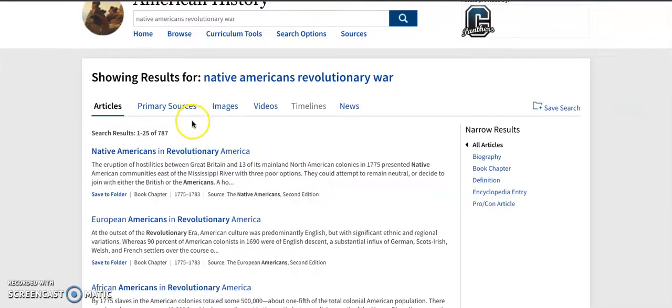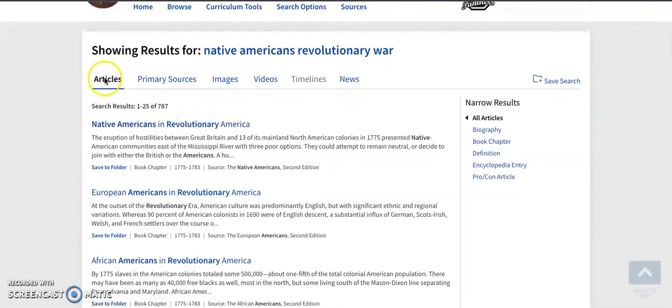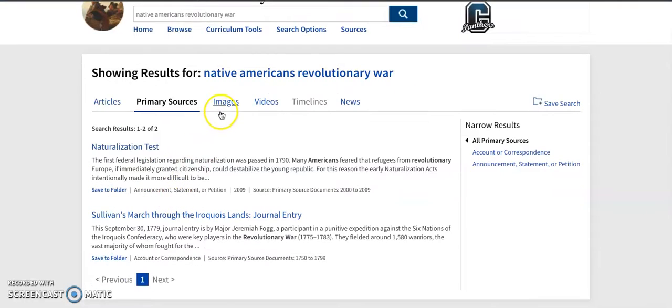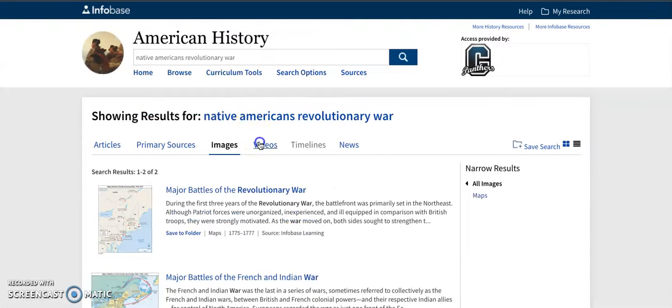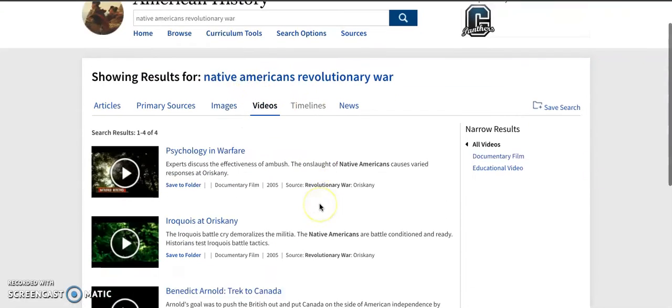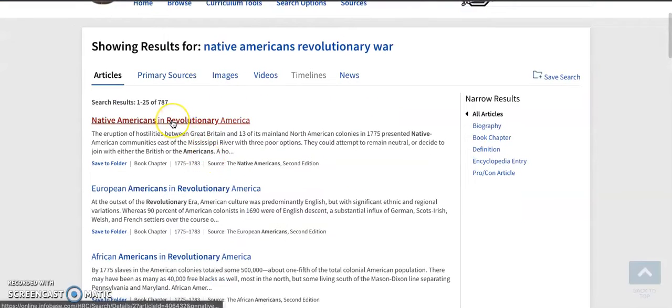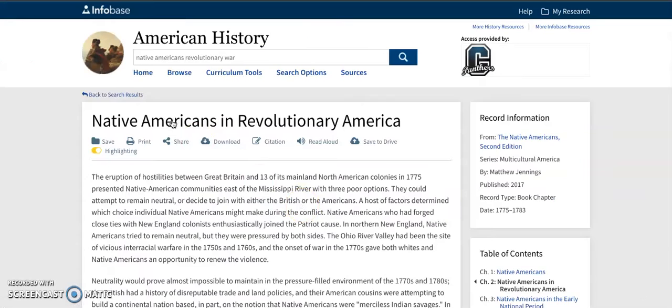So up at the top, you're going to see a few different things. We have articles. We also have primary sources. Again, those are the documents from that time period. And we have images, videos. Sometimes there's timelines. There's no timelines in this one. And news. Let's go back to articles, and we see, okay, Native Americans in Revolutionary America. That sounds like what we're looking for.